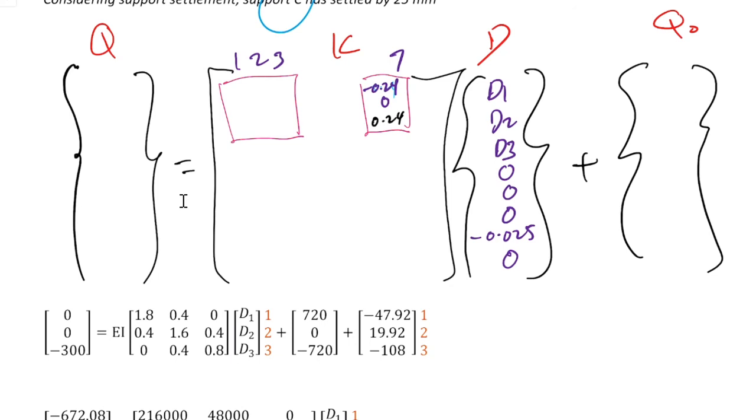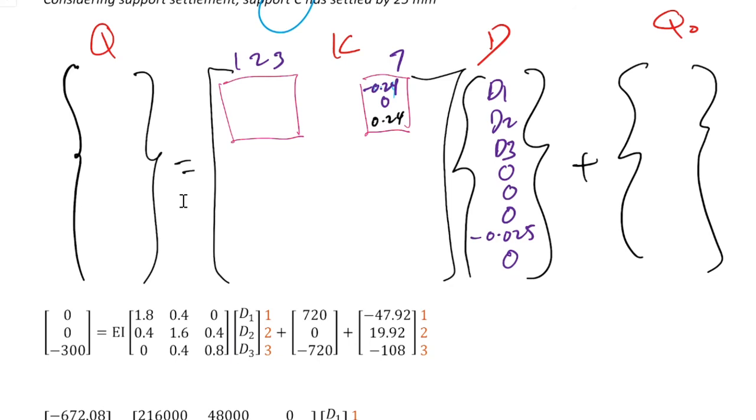And D1 is negative 672.08. Next value is 48000, and then 192000, and then 48000. Negative 19.92. A3 is 0, 48000, C3 is 96000, and the last value is 528.